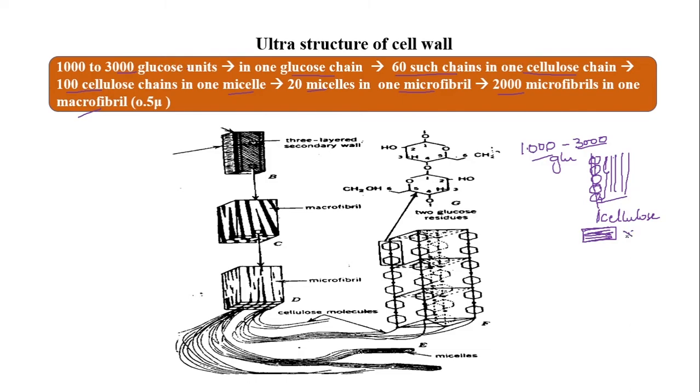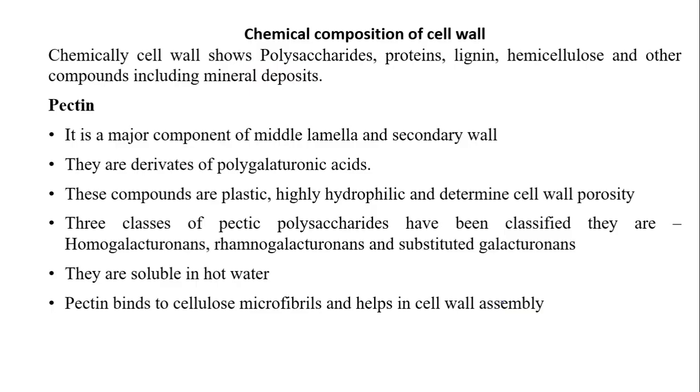And 100 such cellulose units, 100 of them, they form one micelle. This micelle has 100 cellulose units, and 20 micelles will form one microfibril. The thickness of the microfibril is 250 angstrom units. One microfibril. 2000 microfibrils.